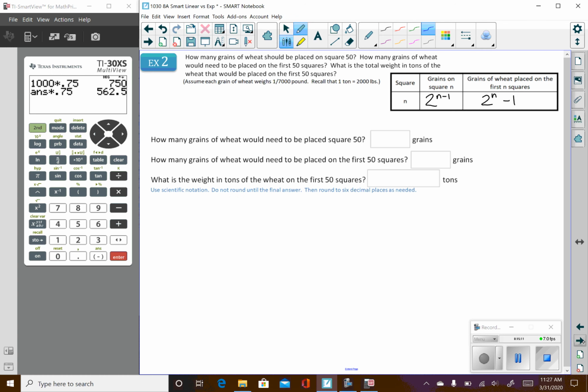So let's answer a quick question. Or two, I guess. How many grains of wheat should be placed on square number 50 on the board? Well, we're just talking about that one square, that 50th square. So we're going to do 2 to the power of 50 minus 1, which is 2 to the power 49. And it's shocking how much wheat there is. 5.63 times 10 to the 14th.